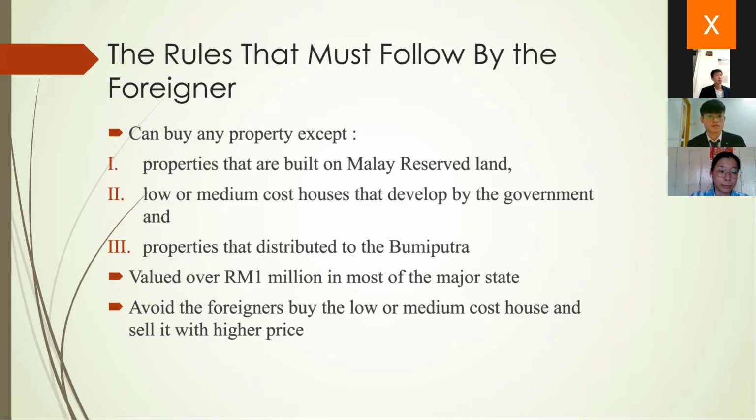The foreigner can buy any properties except properties that are built on Malay reserve land, low or medium cost houses that are developed by the government, and properties that are distributed to the Bumiputra. The foreigner must buy properties that are valued over RM 1 million in most of the major states. The government set those rules to avoid the foreigners buying the low or medium cost houses and selling them with higher price. Next.